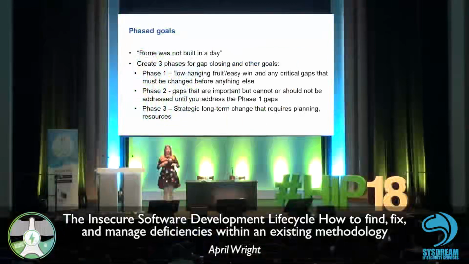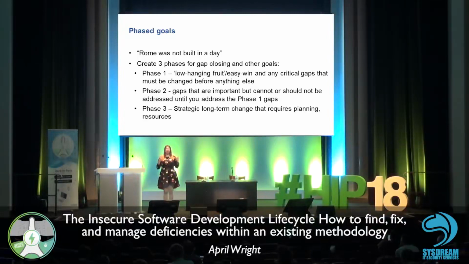We want to implement the goals and the gap fixes in, let's say, a 3-phase plan. The first phase is the low-hanging fruit items, the simple fixes. So we see something and we're like, okay, you know what? All we have to do is include security in that meeting, or all we need to do is a simple thing. Let's do that, and that's easy to fix. So we'll get it done.